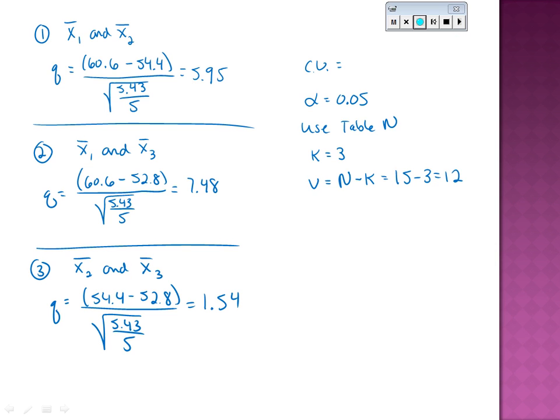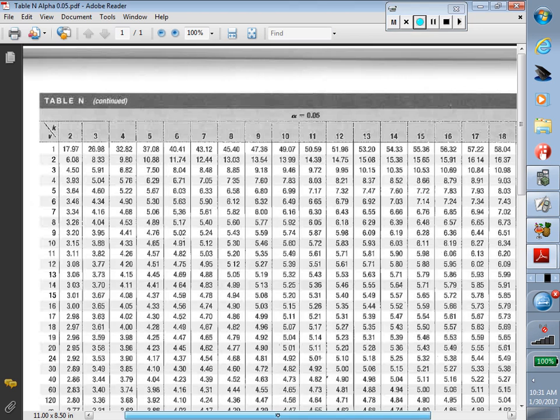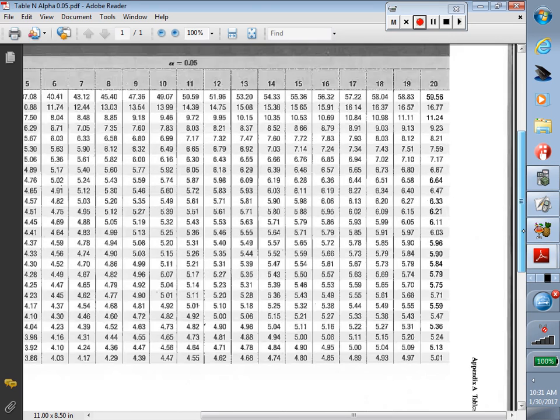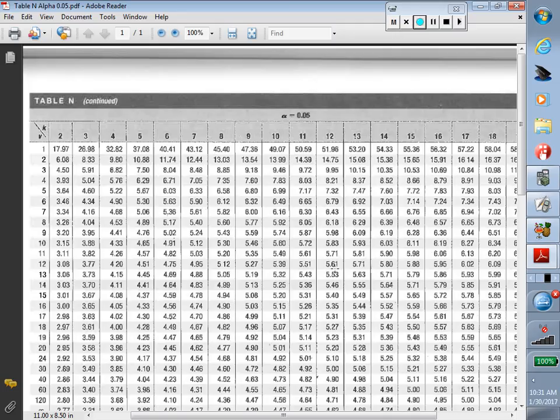So let's take a little flip to table N. The part of table N we need starts on page 801. We need the alpha at 0.05. There are several pages to this table, just like we saw with table H. And notice over here in the corner we have V and K, so it's not labeled degrees of freedom numerator or denominator, it just has the K and the V. K is our number of groups, which was 3, and then V goes down this first column. V we found to be 12. So 12 for V, 3 for K, the critical value is 3.77.